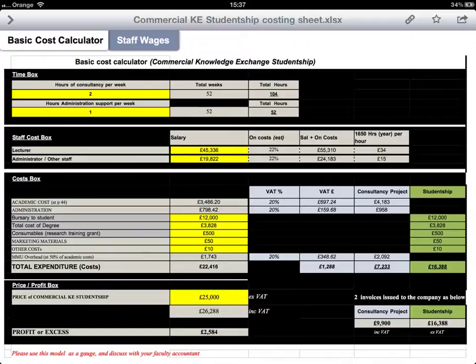Okay, so now we've got the correct wage rates and the number of hours, we know exactly how much our academic and administrator is going to cost. We know what the bursary is, the cost of the degree, and a few other supporting costs. You note here we've put in the NMU overhead at 50% of academic costs. 50% is currently allowable, so that's 1,743 on this example, which is 50% of the academic cost, not including the admin cost.